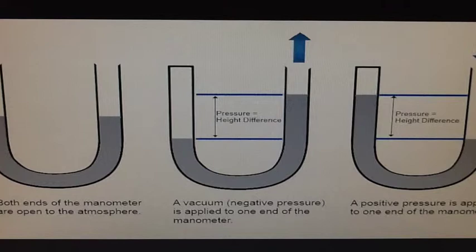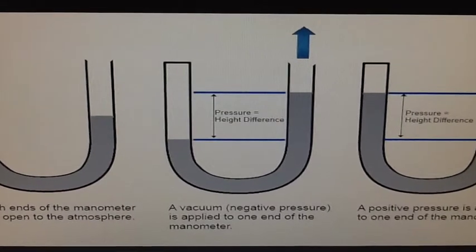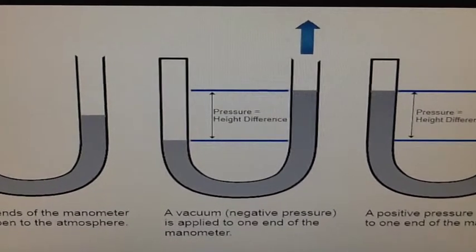The gray parts of this diagram represent liquid mercury. You can see how it moves in the tube.